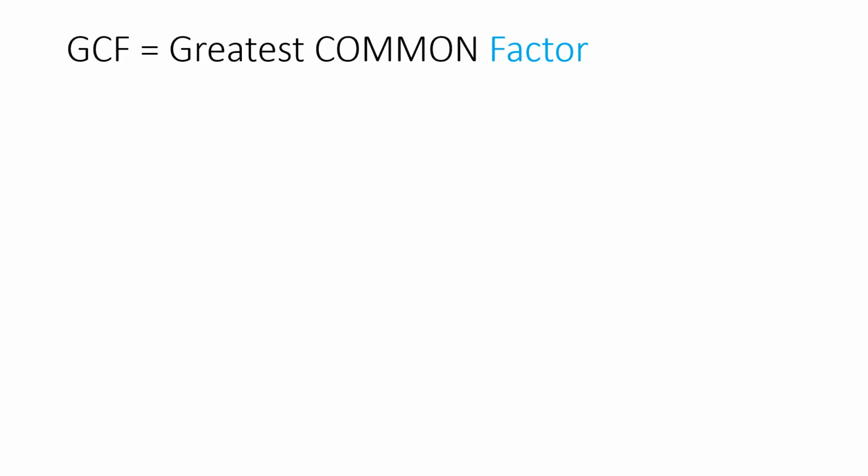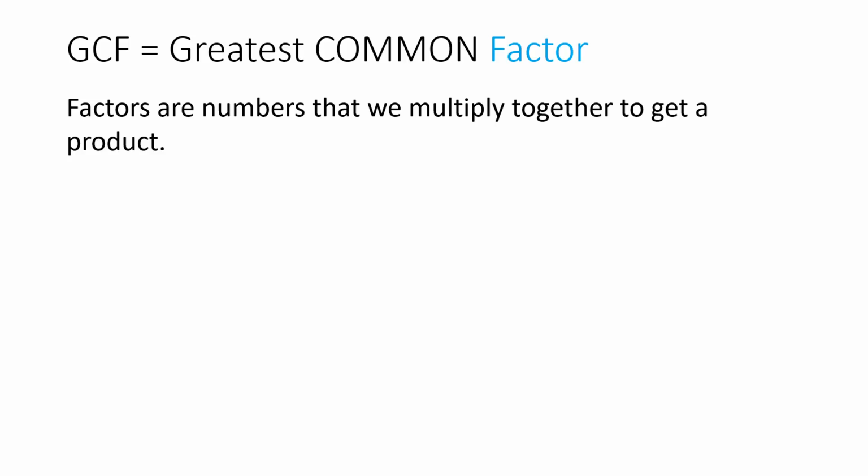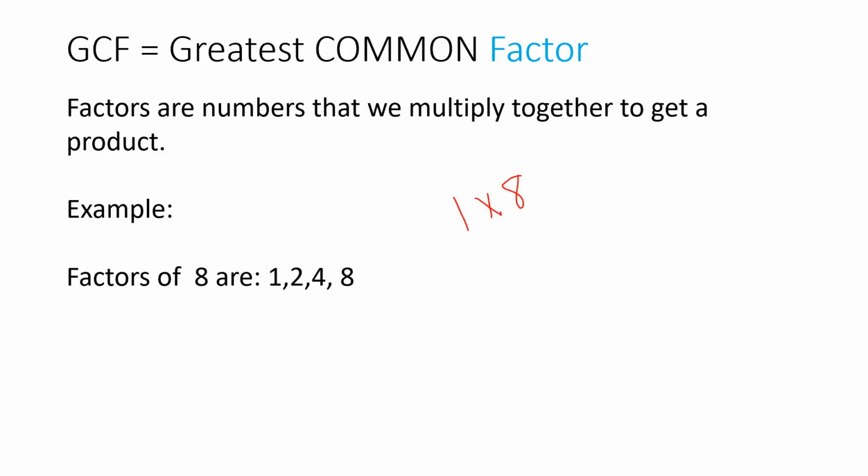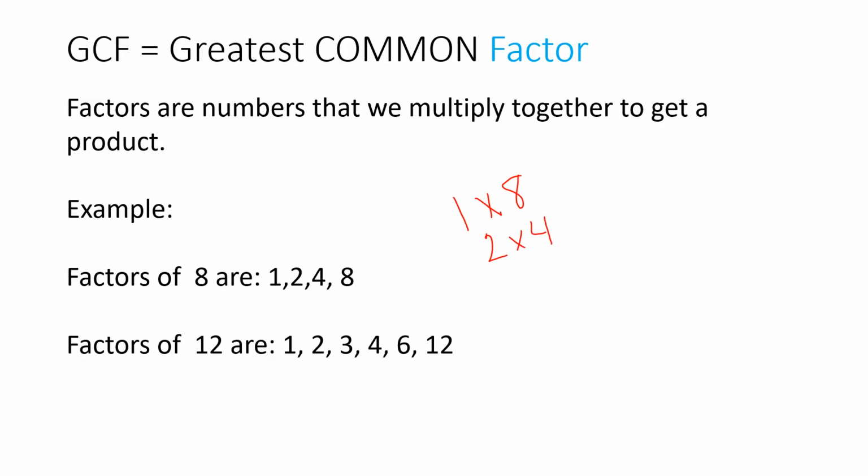Greatest common factor. Factors are numbers that we multiply together to get a product. For example, factors of 8 are 1, 2, 4, and 8. Factor pairs would be 1 times 8, 2 times 4. Factors of 12 are 1, 2, 3, 4, 6, and 12. And so the factor pairs would be 1 times 12, 2 times 6, and 3 times 4.